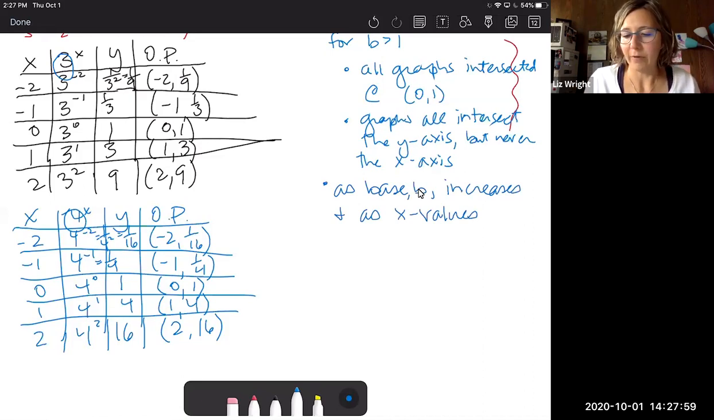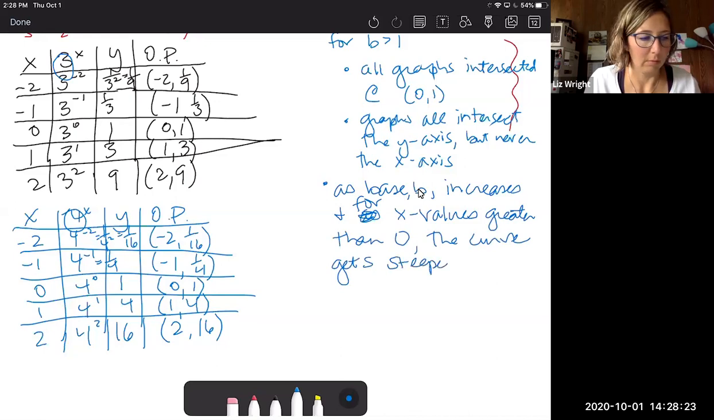And as x values, for x values greater than 0, let me read my own handwriting on my paper for a minute. Greater than 0, the curve gets steeper and closer to the y-axis. All right, and then we're going to talk about that in a second when I can point to my graph.